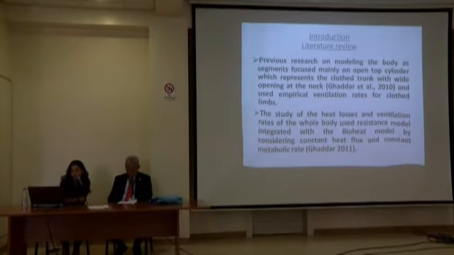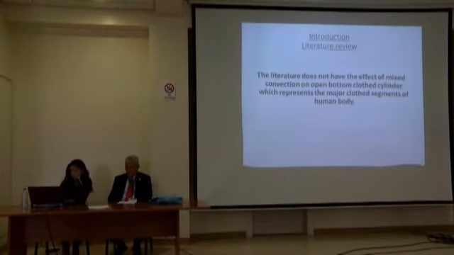Now, previous research on modeling the body as segments focused mainly on open-top cylinder that represents the human trunk, the closed human trunk with wide opening at the neck, and they use a correlation to calculate the ventilation at the limbs. The study of the heat losses and ventilation rates of the whole human body used usually resistance model integrated with the bioheat model. Thus, the literature does not have the effect of mixed convection on open bottom closed cylinder, which represent the major closed segment of a human body. Mixed convection means natural and forced convection.